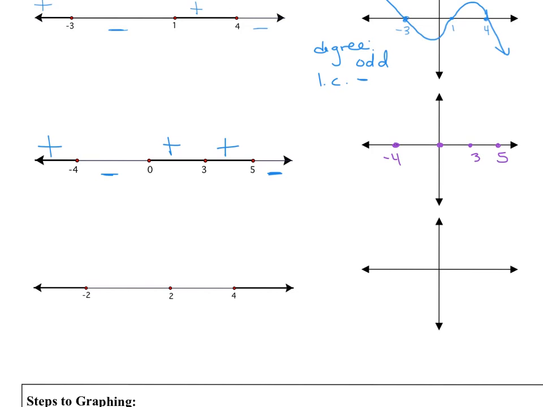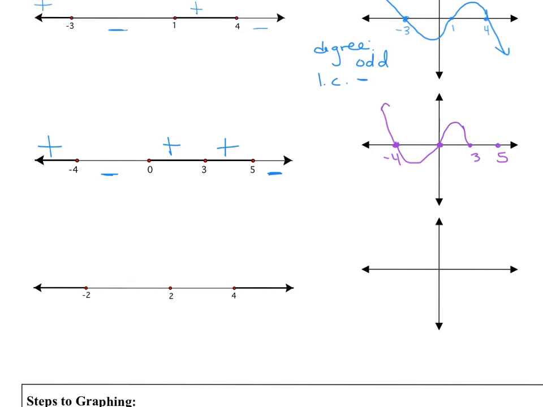So the first part, I'll come above the x-axis. Try to draw that a little bit better. And then from negative 4 to 0, I'm going to be below the x-axis. And then from 0 to 3, I'm above the x-axis again.